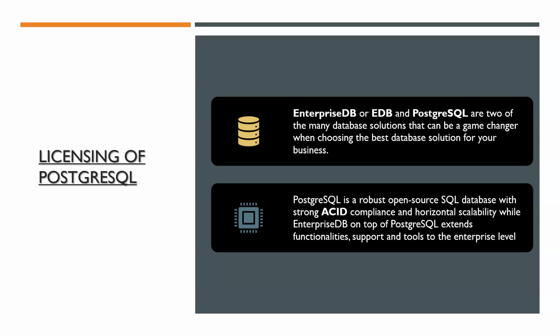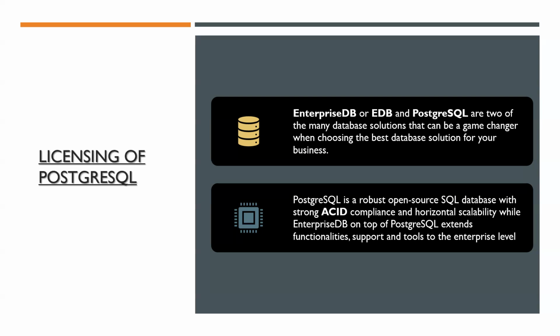5432 is the default port number for PostgreSQL. By default, here you will get the Postgres user and Postgres DB. By default in Enterprise DB, you will get the enterprise DB user. The EDB database will create it internally.